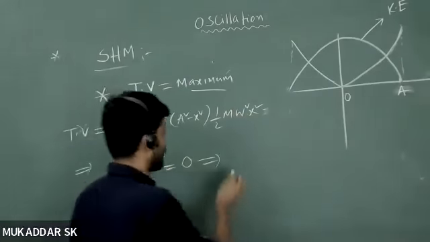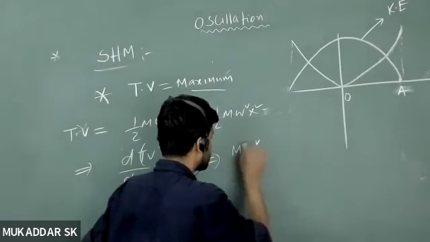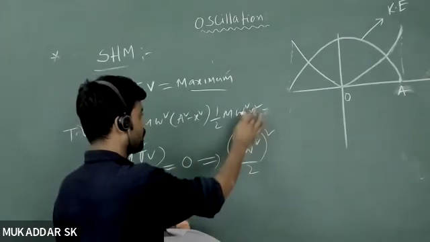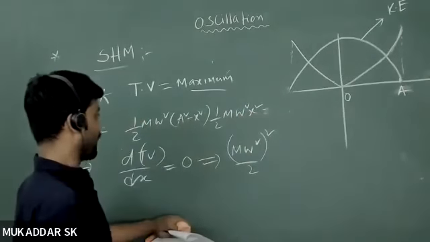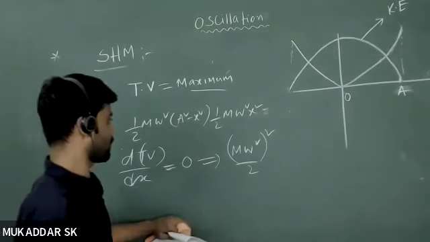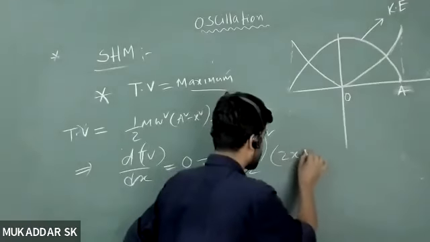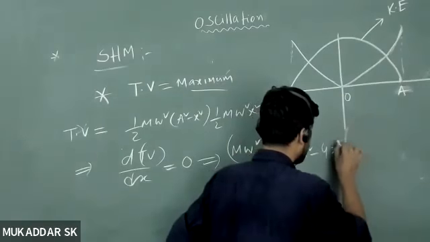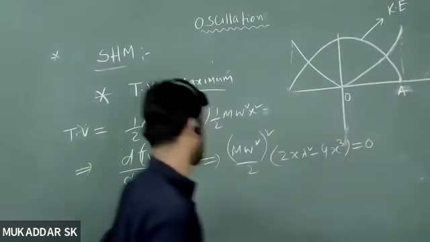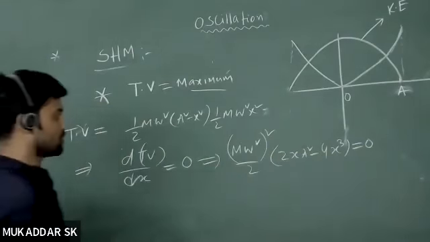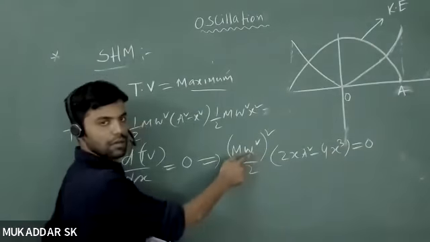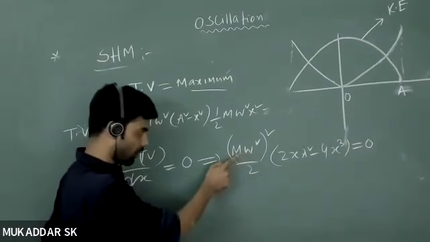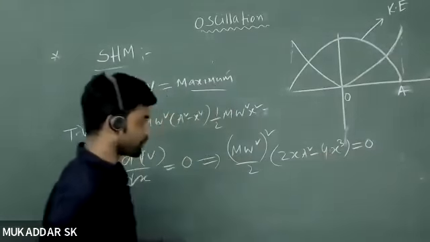Now if you differentiate this function, you will basically get m omega square whole square by 2. This is a constant factor. Now if you bring this x square inside this bracket and differentiate it with respect to x, basically you will get 2x a square minus 4x cube, that will be 0. Since this factor cannot be 0 because omega is a frequency and m is the mass, which are non-zero quantities, this term should be 0.